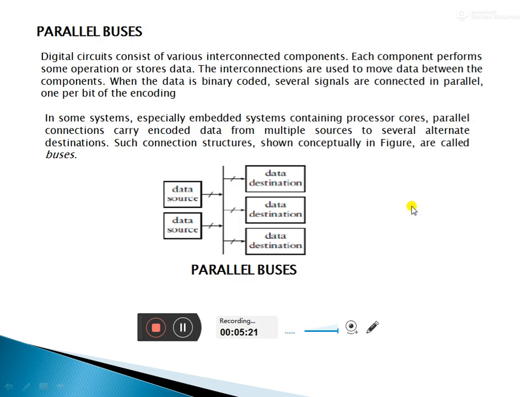Now we come to another topic, parallel buses. We have studied the output devices and input devices. We have to observe continuously, and with the help of this observation, we should know how these devices operate.